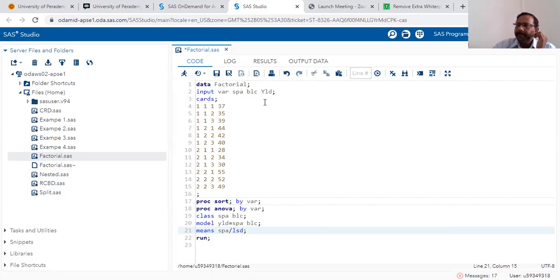Right? Block effect is already there. So you cannot remove the block effect from the model. So have you all typed? If you have typed, we can execute the program. Anyone?